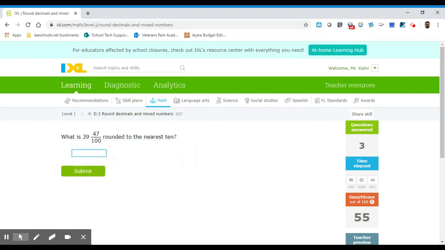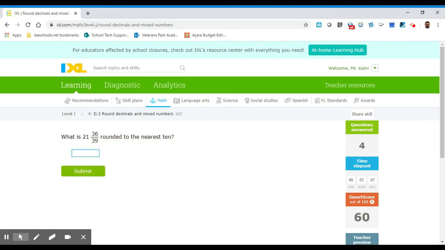Okay. All right. What is 39 and 47 hundredths to the nearest 10? Again, we look at the 10, it's the 3, right? We look next door, and the 9, this number has to be 5 or more to raise the score. So we're going to raise the score to a 4 and add a 0.